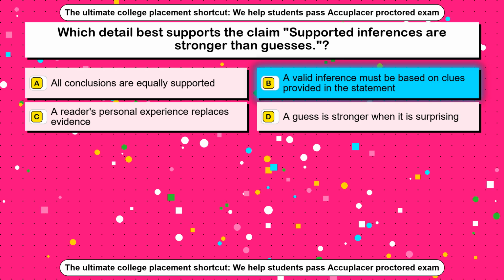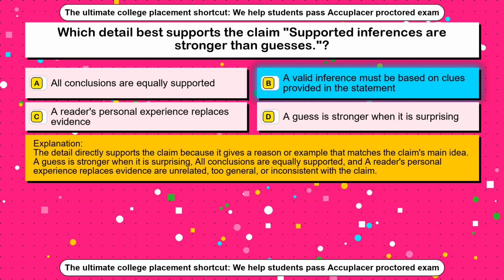The correct answer is option B. A valid inference must be based on clues provided in the statement. Sodium citrate is used for many coagulation studies because it binds calcium in a controlled, reversible way. EDTA is used mainly for hematology, heparin is used for many plasma chemistry tests, and fluoride oxalate is used for glucose-related testing.